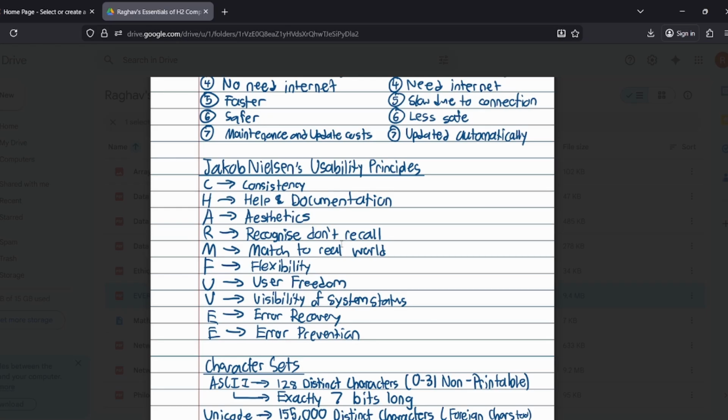Flexibility, user freedom. Visibility of system status is a bit interesting. This is when you're navigating inside of the app and you can tell at what point you are inside of the app itself. So don't get that confused with error recovery. Error recovery is when things go wrong, what can be done, and error prevention is how difficult it is for you to actually encounter an error in the first place.